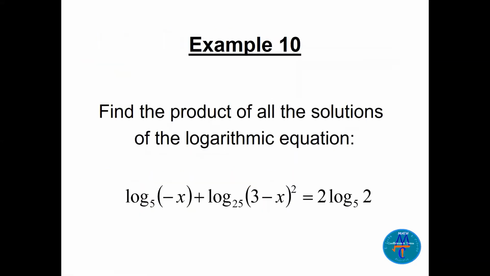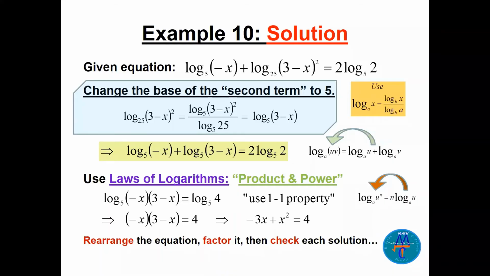Now let's find the product of all the solutions of the logarithmic equation. We can see here base 5, base 25, and here base 5. So for sure we have to change the base. Now here we need to change the base of the second term from 25 to 5. So I can use the change of base formula I put here.